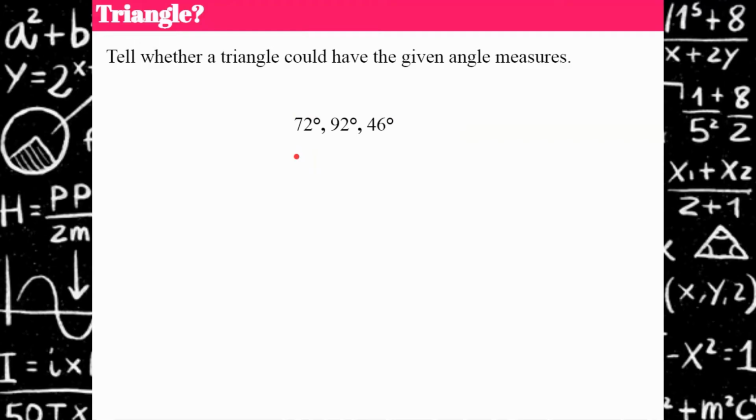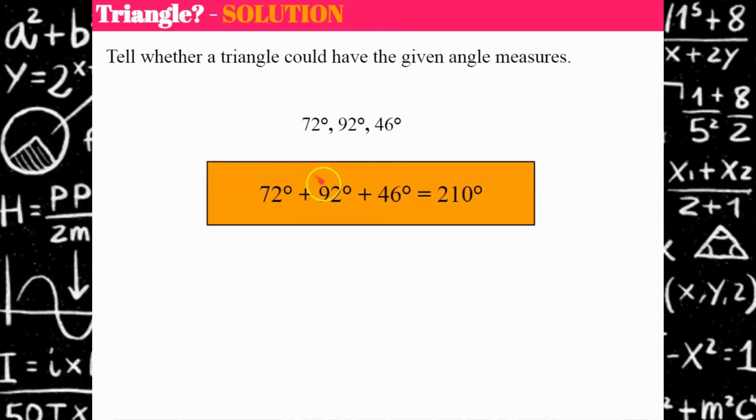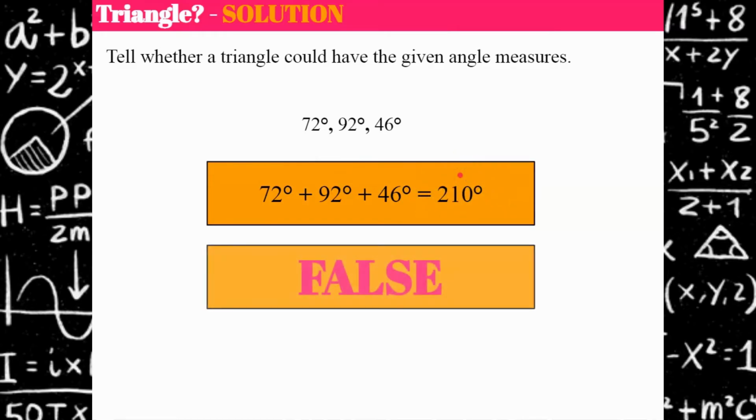Welcome back. Let's see how you did. So I'm going to add them all up. 72 degrees plus 92 degrees plus 46 degrees equals 210 degrees. So therefore, this is false. These three angles do not have a sum of 180 degrees and will not form a triangle.